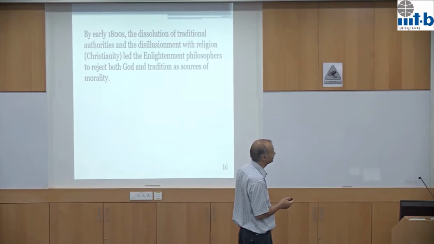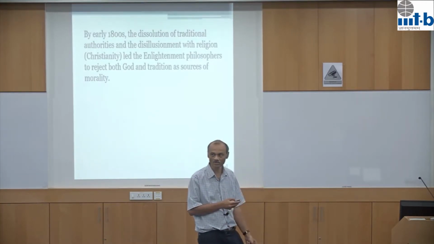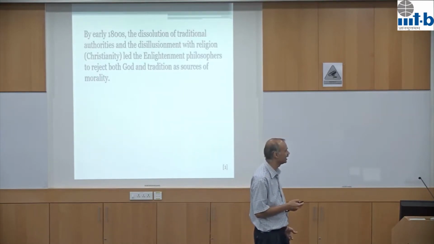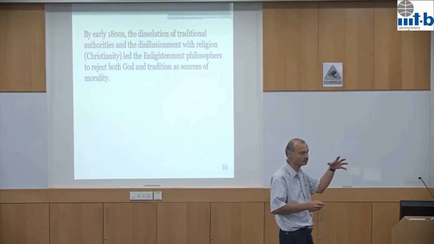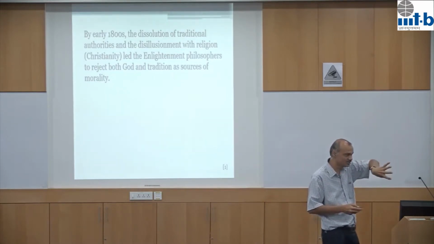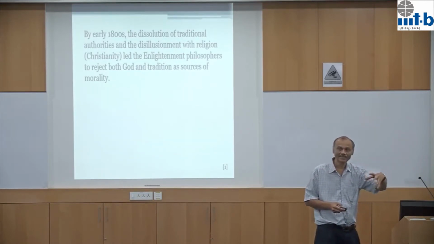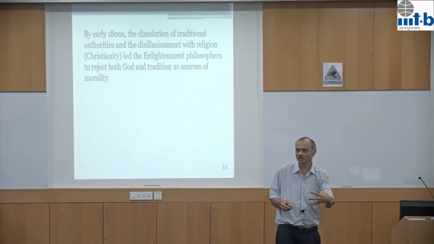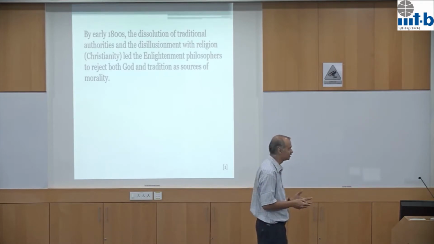So by the 1800s, the time of the so-called age of enlightenment in Europe, the philosophers had rejected both God and tradition as sources of morality, given this background, because to them religion was this dogma, this superstition. That is what religion had become. And simultaneously communities had become oppressive and not really conducive to human well-being.